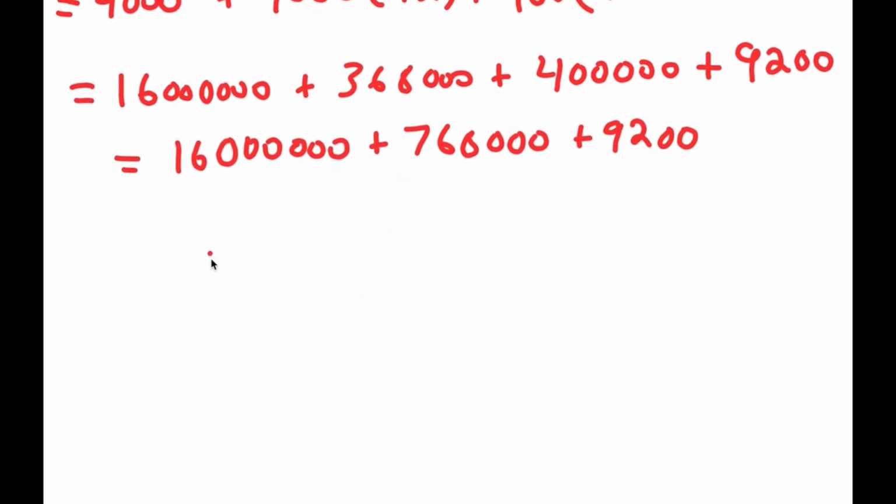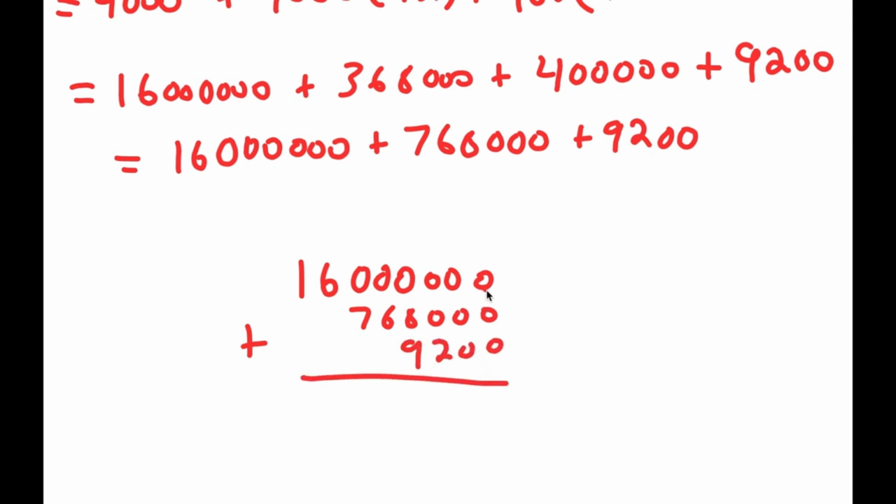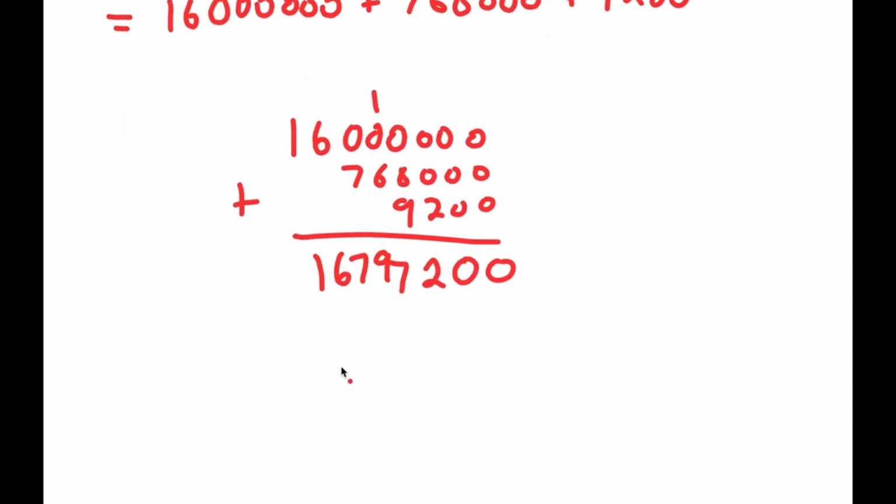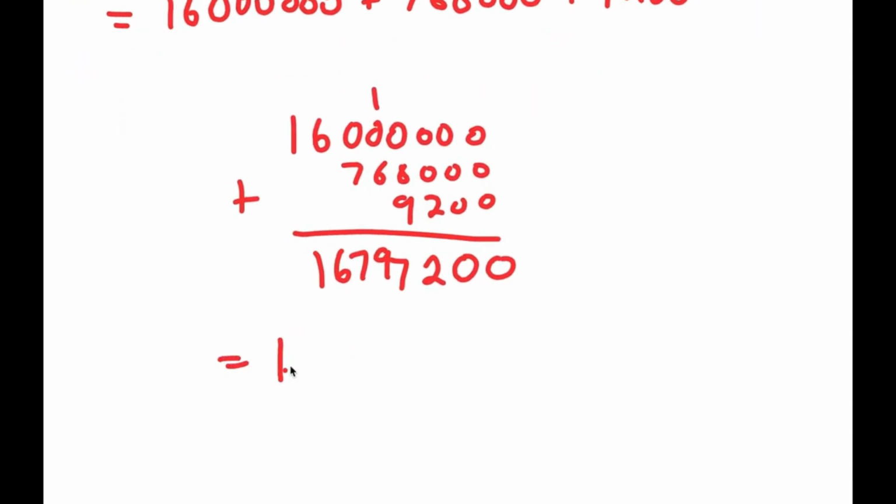And this is all equal to, I have 16 million plus 768,000 plus 9,200. Well, let's do first row. 0 plus 0 plus 0 is 0. Second row, 0 plus 0 plus 0 is 0. Third row, 0 plus 0 plus 2 is 2. Fourth row, 0 plus 8 plus 9 is 17. We're going to carry the 1. Fifth row, 1 plus 0 plus 8 is 9. Sixth row, 0 plus 7 is 7. Seventh row, I just have 6. And eighth row, I have 1. So I get 16,797,200.